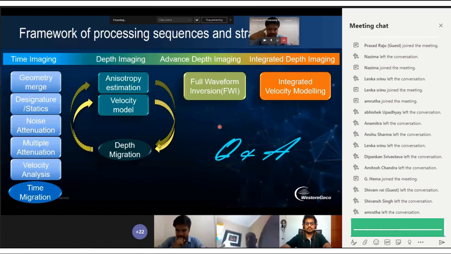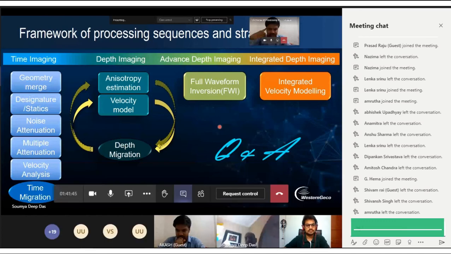Sure. The quality controls are important and done at every step, as we have seen. The basic quality controls are RMO QCs, which come from gathers. The other quality controls are interpretation, where the interpretation team interprets and maps with the geology. These are also done. The other quality controls are in the FWI.